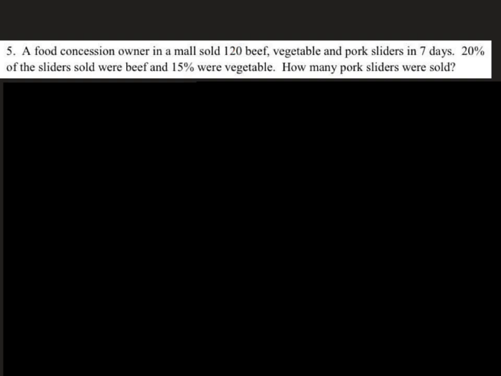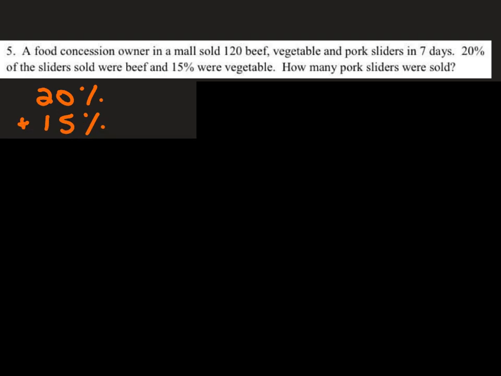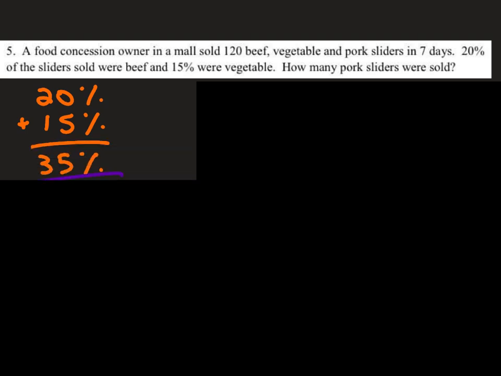So what we want to do is think about the percentages and say, okay, if 20% of the sliders were beef and 15% were vegetables, then how much of the full 100% was that? Well, if we add 20% and 15% together, we get 35% of those were beef or vegetable. So the remaining amount must be pork.